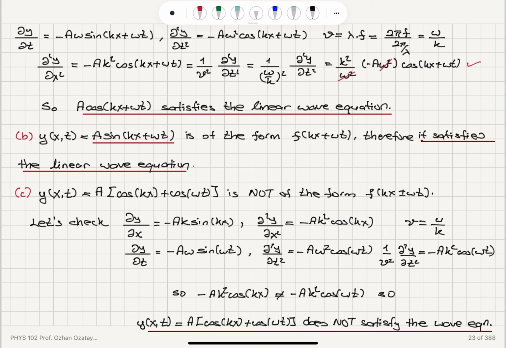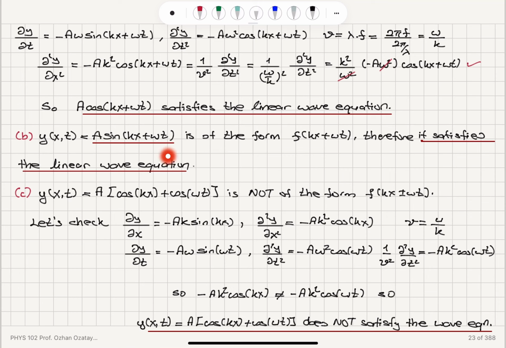A sine kx plus omega t is similarly a function of the form f of kx plus omega t, a sinusoidal wave traveling to the left. Therefore, it also satisfies the wave equation. The equation given in part C, a cosine kx plus cosine omega t, is not in this form, and actually we find by explicit substitution into the wave equation that the wave equation is not satisfied for this one.